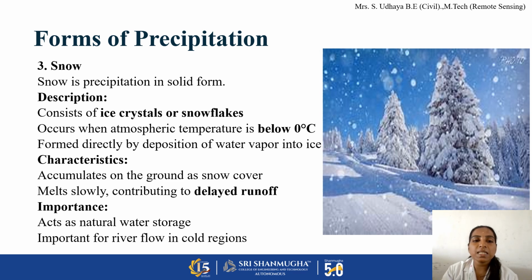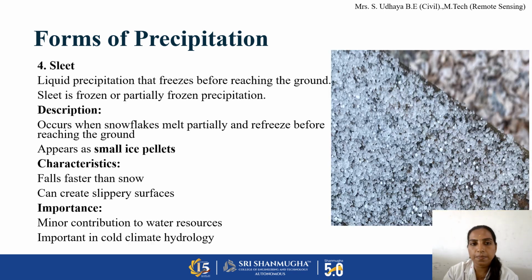The main characteristic of snow is that it accumulates generally on the ground as snow cover, and it melts slowly, contributing to delayed runoff. Snow acts as a natural water storage, and it is important for river flow in cold regions.